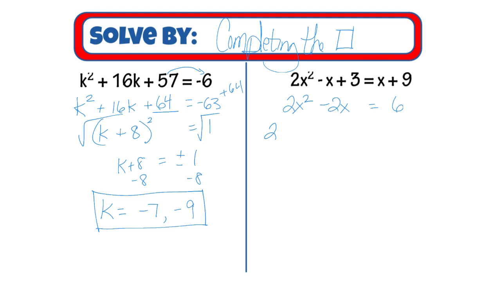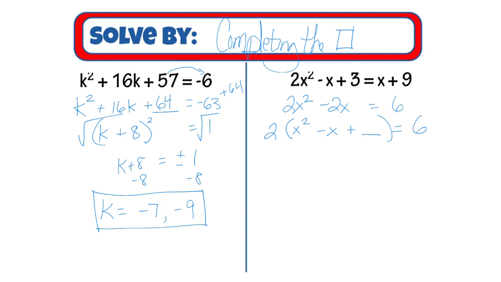But I'm going to pull that 2 out, and I'm only doing this on the left side of the equation. Don't do anything with that 6 over there. So I'm going to have an x squared and then a minus x. And now that this first term is a 1, I'm going to go ahead and add my blank in here. Equals 6.